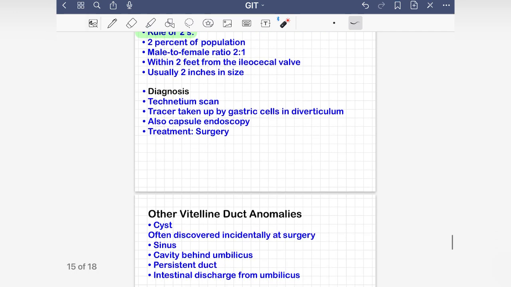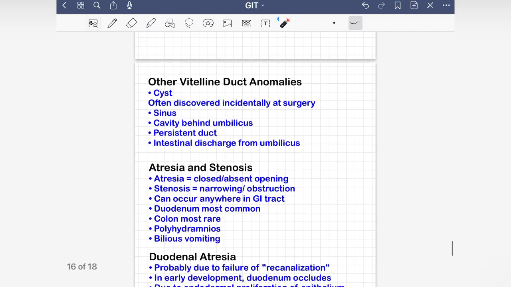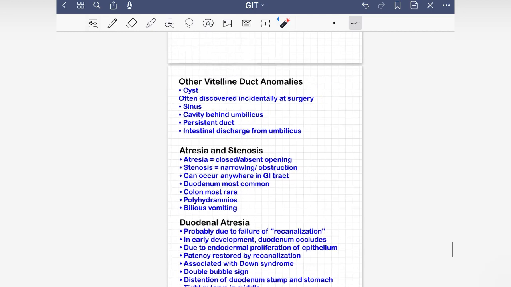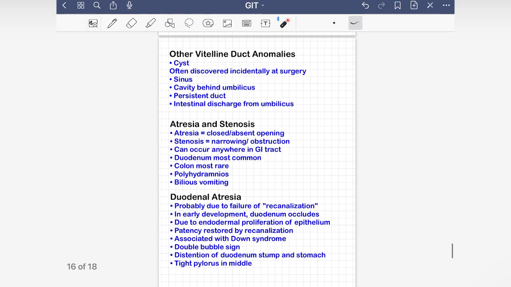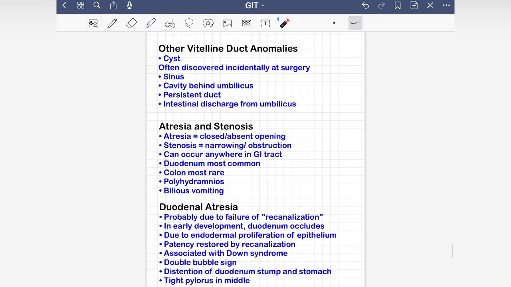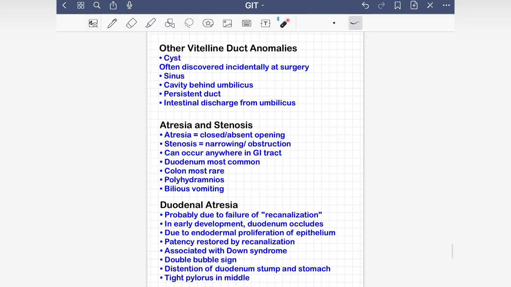There are some other rare vitelline duct anomalies. Some of them are often discovered accidentally when abdominal surgery is done for another reason. What happens in a cyst is that the vitelline duct largely obliterates and is replaced by fibrous tissue, but there will be a small opening or cyst that is present between the bands of fibrous tissue.